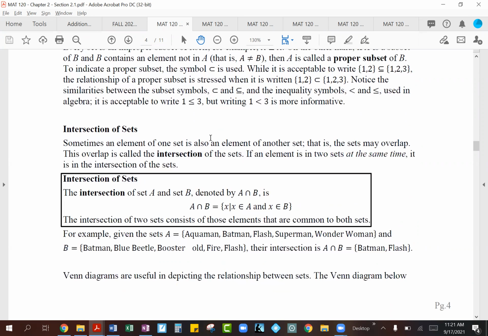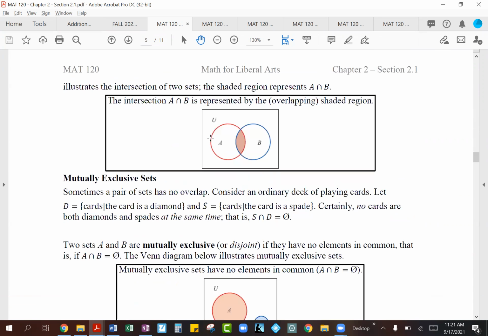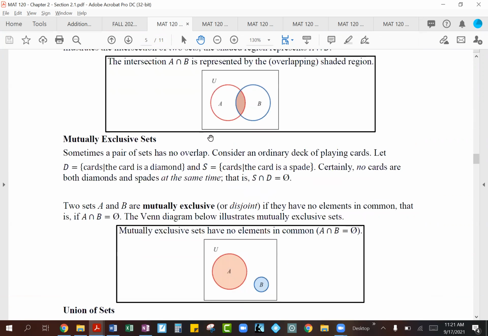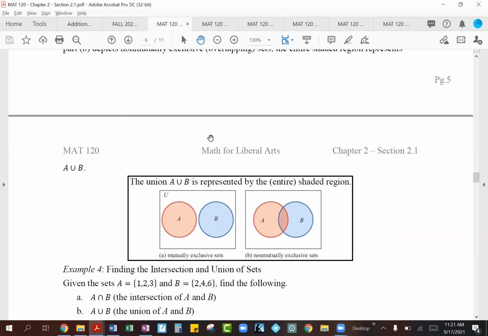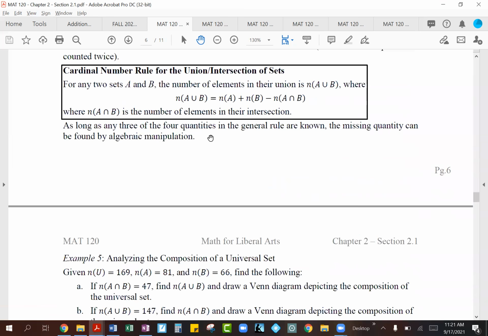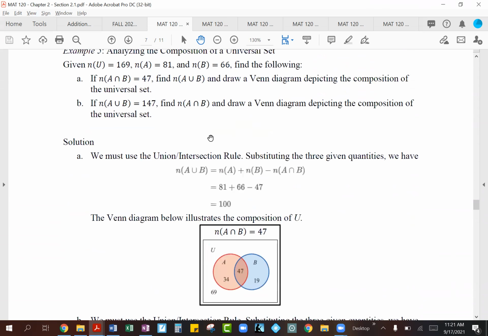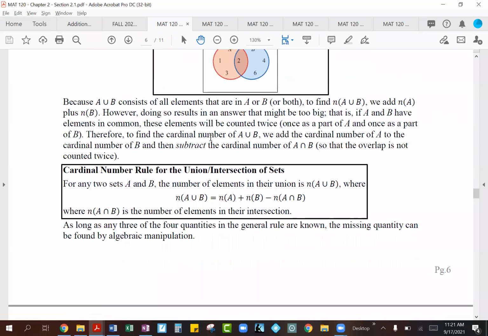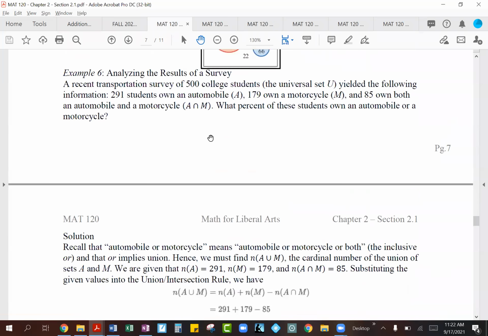And then we got into a little bit more further discussion with, what is an intersection of sets, what the Venn diagram for that would look like. Mutually exclusive sets, union of sets, and also, of course, the Venn diagrams for them. And then the very last thing we had discussed was the cardinal number, just to show you how to calculate the cardinal number for union or intersection of sets. And we'll do a couple examples just to make sure you guys are comfortable with that.